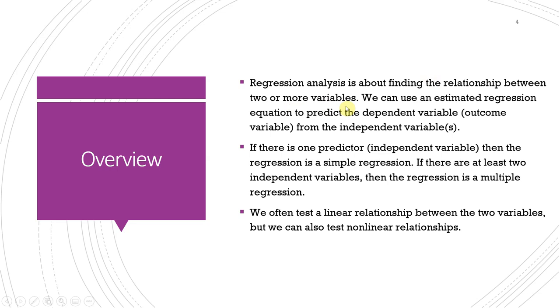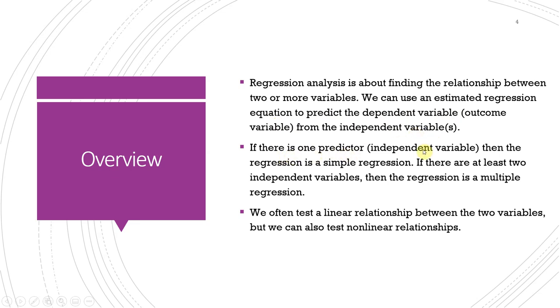So we've learned about correlation that shows the strength and the direction of the relationship between two variables. Regression builds off of this, but it gives us more information. In fact, it estimates a regression equation, which is used to predict the dependent variable, which is the outcome variable, from the independent variable, which is the predictor variable.